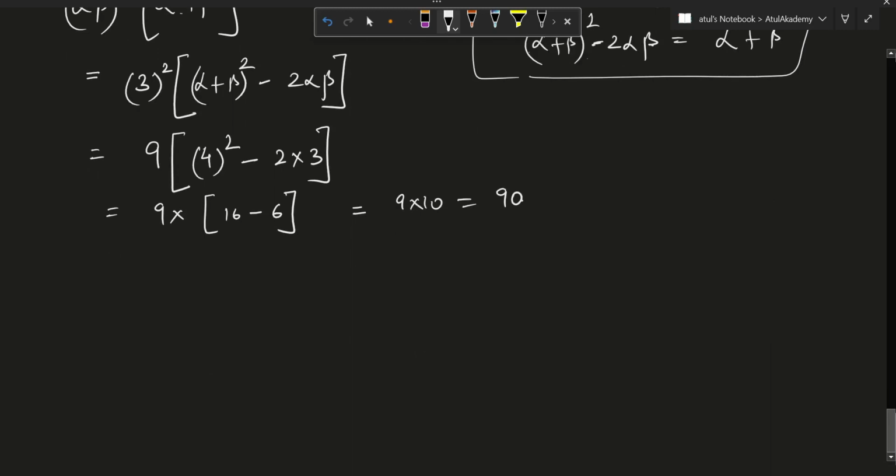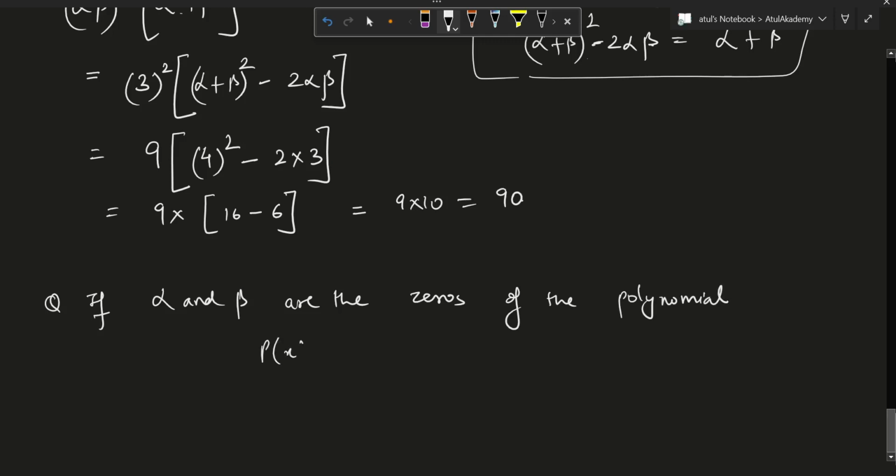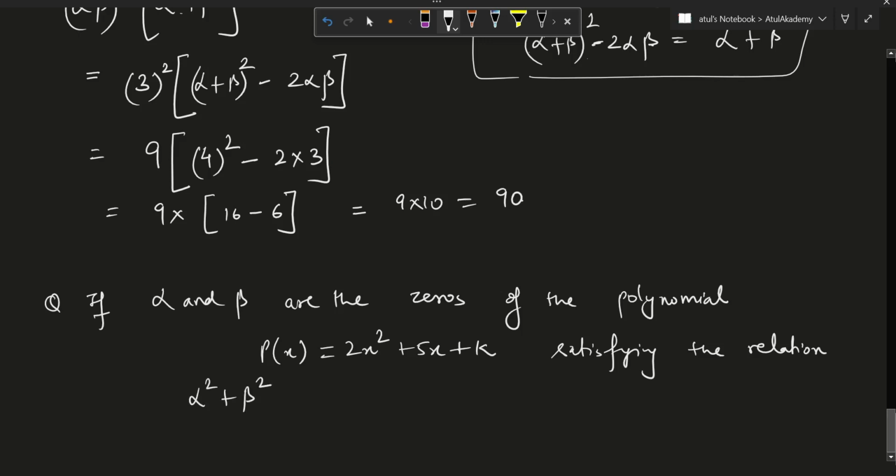Let us take one more problem of this type. If alpha and beta are the zeros of the polynomial p(x) given as 2x square plus 5x plus k, satisfying the relation alpha square plus beta square plus alpha beta is equal to 21 by 4, then find the value of k. I need to find out the value of k.